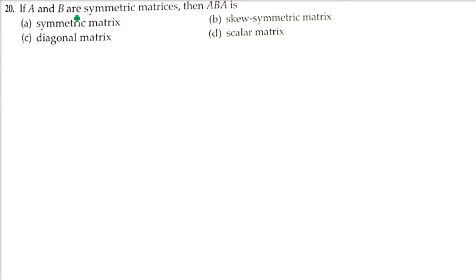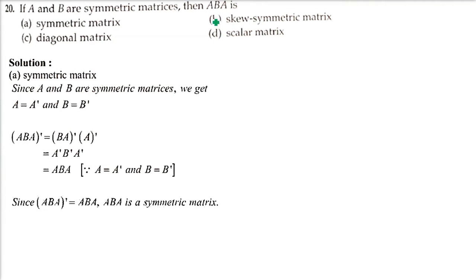If A and B are symmetric matrices, then what is the transpose of A, B, A? So you have to take the transpose of this. Since A and B are already given as symmetric matrices, A transpose is A and B transpose is B. This is given, so we can directly use it.